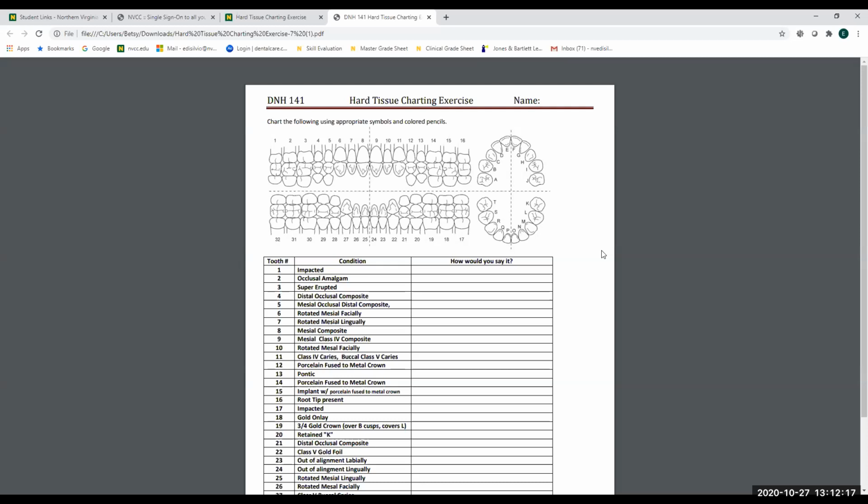Should that be on Canvas too, Ms. B? This is on Canvas as well. And we're going to go over this in clinic. Okay, so we don't start this yet until we get a demonstration of it, right? No, this was the demonstration. Oh, okay.